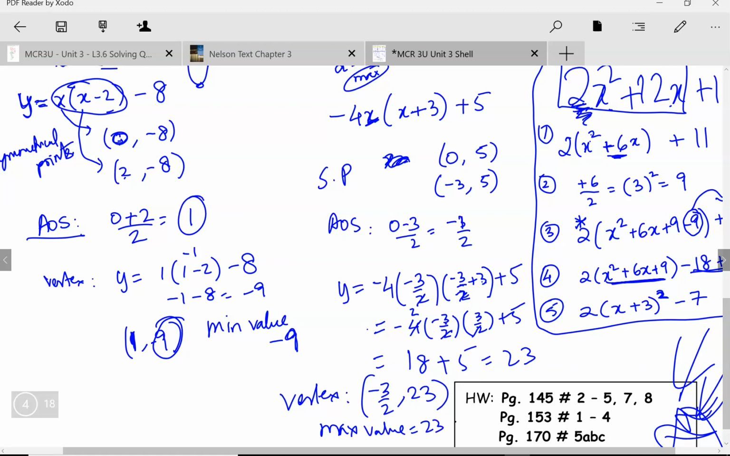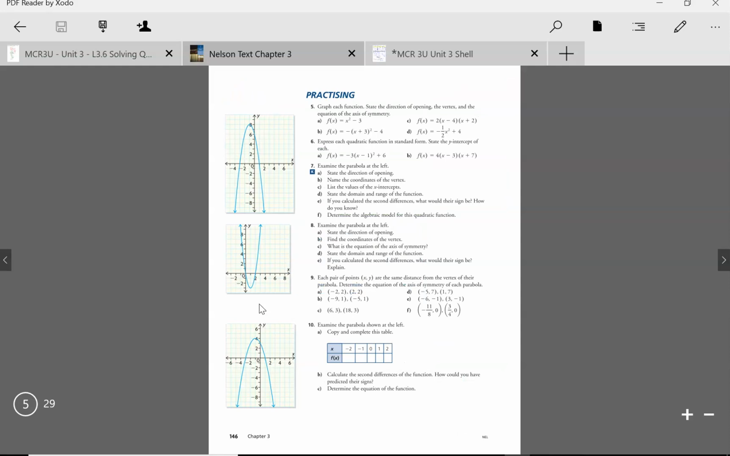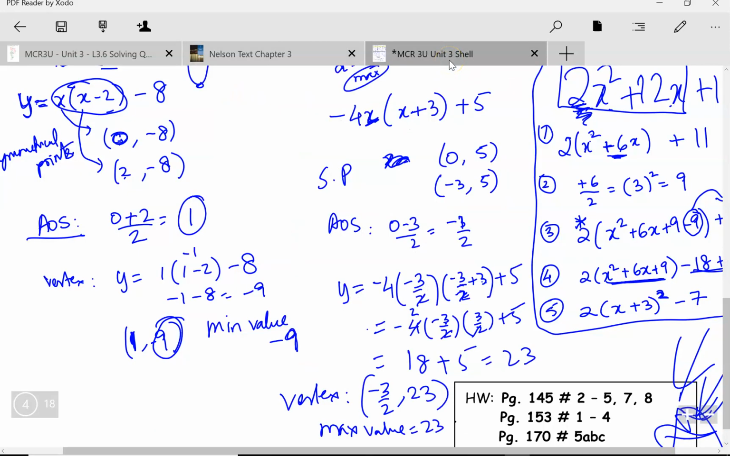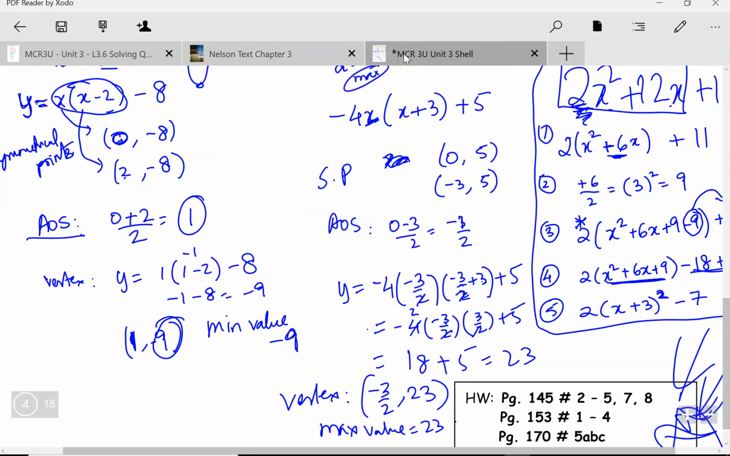All right, so hopefully we'll see that that's what we're doing. I'm just going to do you guys a favor, I guess. And let's check the homework and see what homework we are given. 145. Is that 145? Yeah, 145. Question 2, 3, 4, 5, 7, 8. Okay.